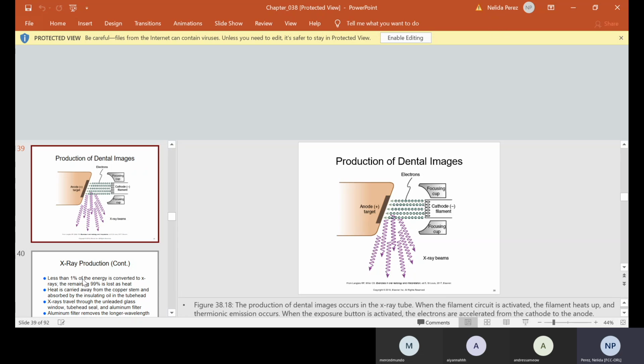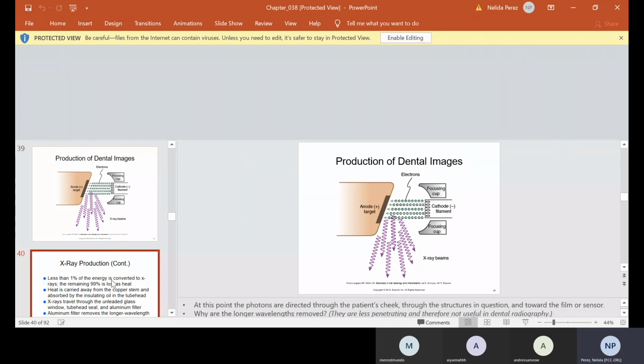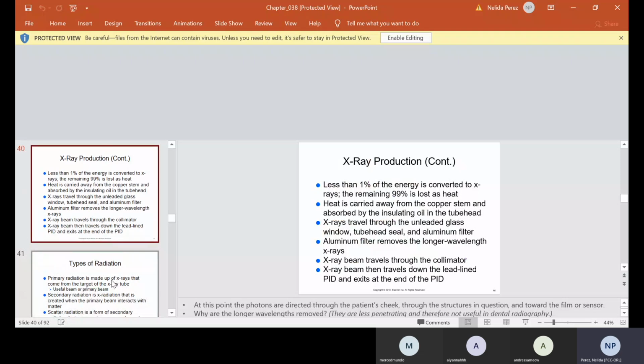So again, believe it or not, a lot of stuff is going on when you press that button, but you don't know it because you can't see it. I wish the X-ray tube head was clear so you could see it, but the reason we have that plastic shell covering is, number one, so we don't get burned, because there's a lot of heat going on. And we'll talk about that too, and all the different types of radiation.